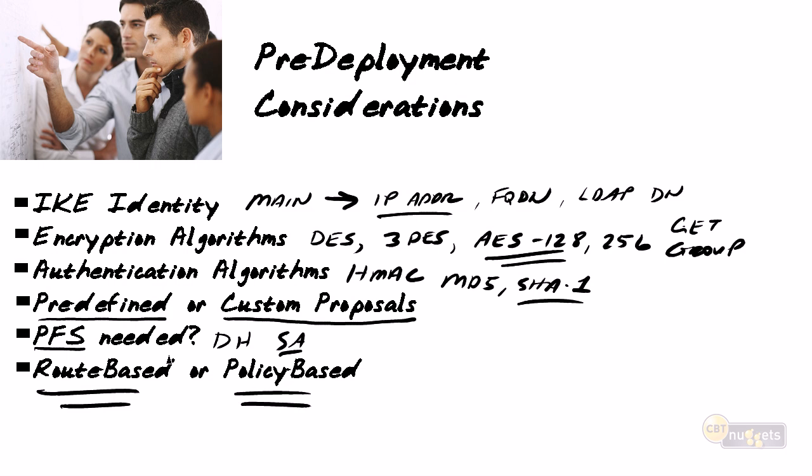And then finally, last but not least, as we talked about earlier, our two main types are route-based or policy-based. Which one are you going to use? Route-based uses a virtual interface. Policy-based is kind of based on our existing security policy.